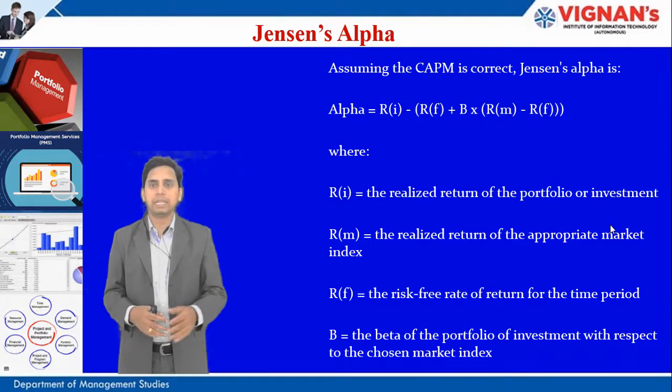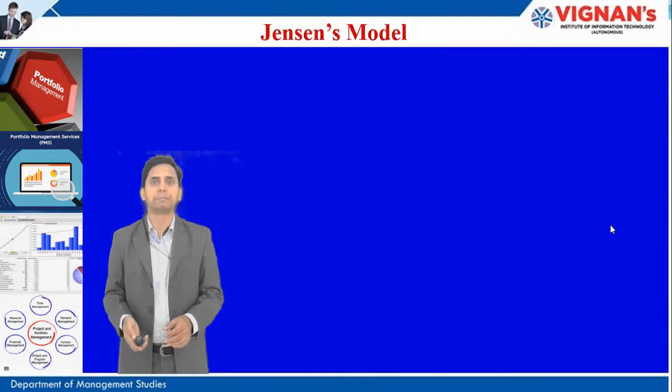Now Ri is the realized return of the portfolio or investment, the realized rate of return on the investment. Rm is the realized rate of return of the appropriate market index, say Nifty or Sensex. Then Rf is the risk-free rate of return for the time period. In India, the risk-free rate of return could be somewhere around 4.5 to 5% per annum. And beta is the beta of the portfolio or investment with respect to the chosen market index. So beta is the risk of the market, expressed in the form of beta.